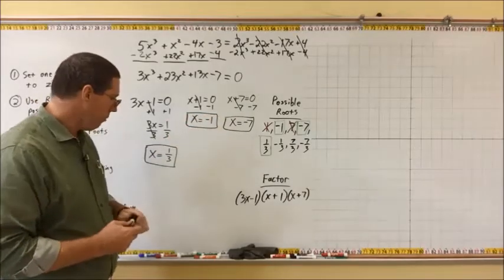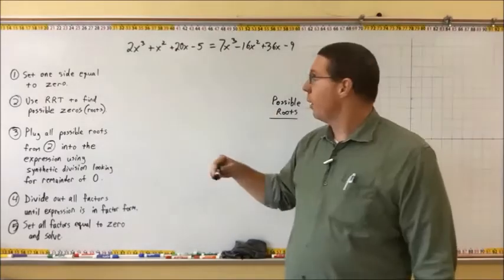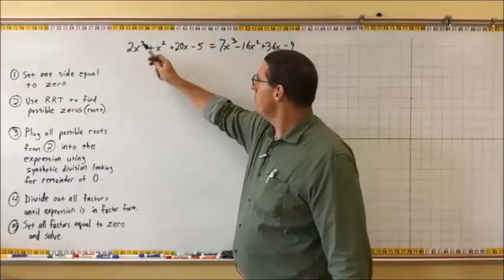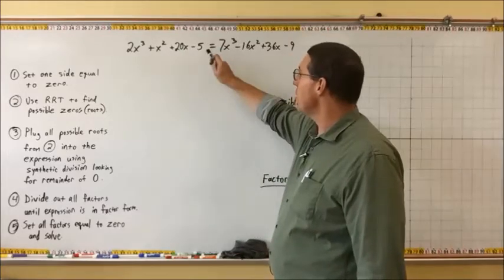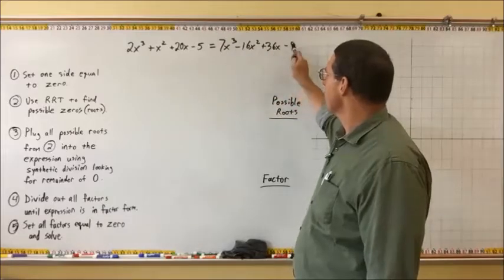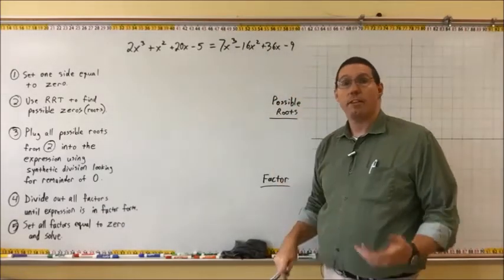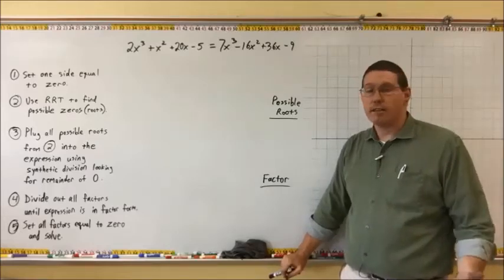Okay? Let's do one more now. All right, here's another example for you. This is a polynomial equation. 2x cubed plus x squared plus 20x minus 5 is equal to 7x cubed minus 16x squared plus 36x minus 9.